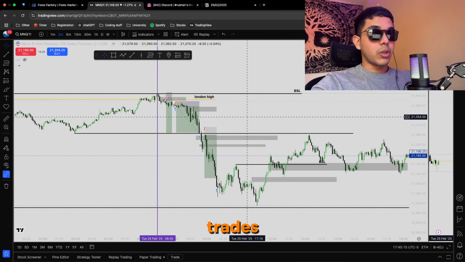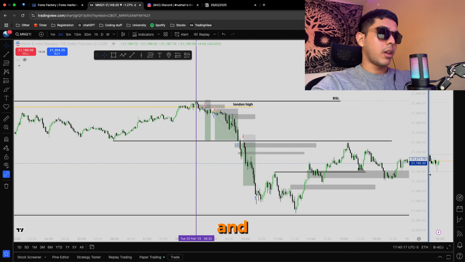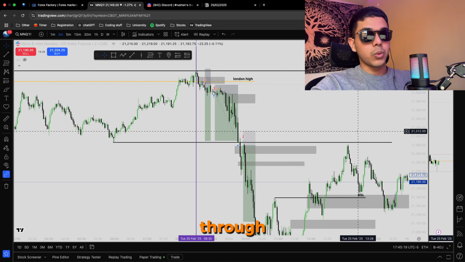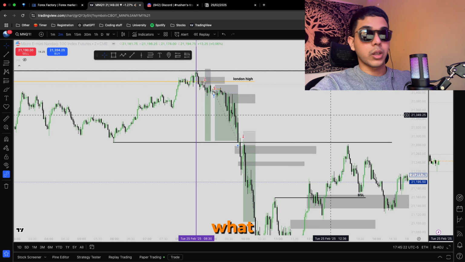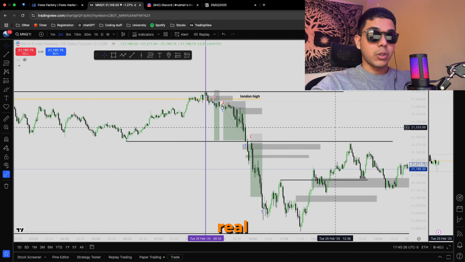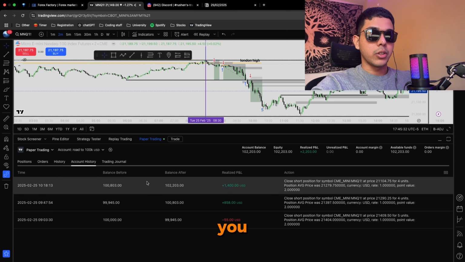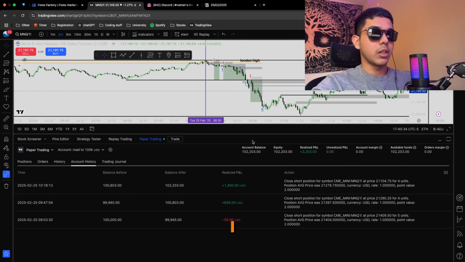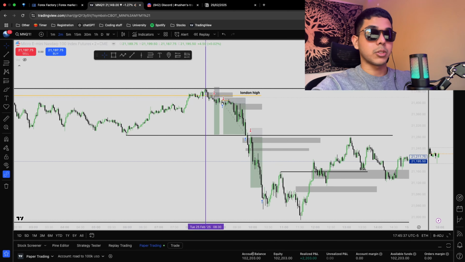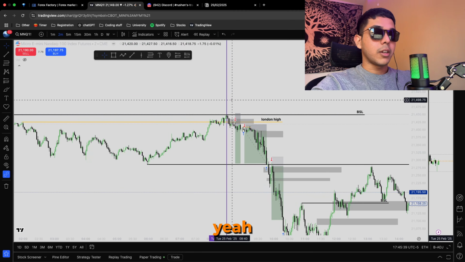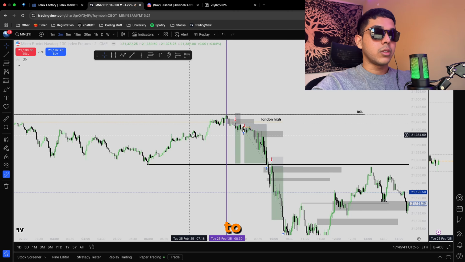Alright, so these are the trades that I took for the day, and I will be walking you through why I did exactly what I did. Keep in mind that this is not real money yet. This is paper trading, as you can see over here, and you can see in the account history the trades that I took. Everything is transparent, so let's get on to the charts.